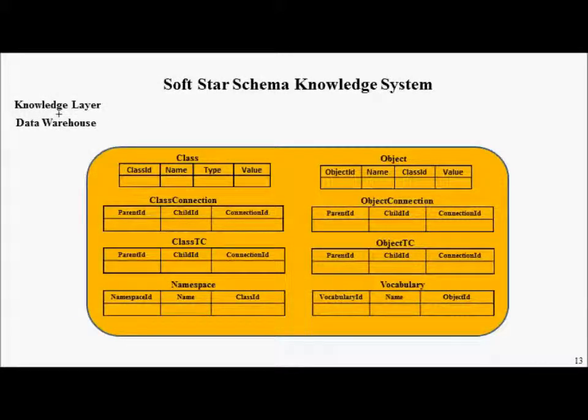The following is a proposal for an alternative database schema, one that uses a soft star schema for both the knowledge layer and the data warehouse. Instead of simply our 6 soft schema tables, we've added a couple other tables. We have a namespace table, which represents a collection of classes, and a vocabulary table representing a collection of objects. We'll see in a minute how this particular schema solves the custom ETL problem.